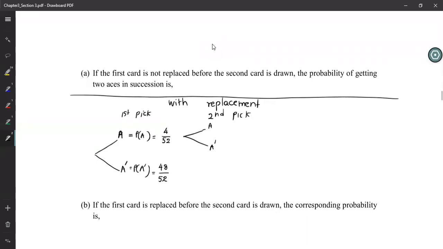You pick the first card, note whether it is A or not, and put it back with replacement. You put it back into the deck, so still you have all 52 cards, right? So what is the probability of selecting... I'll say this is A1, because it is the first card, and let's say this is A2.